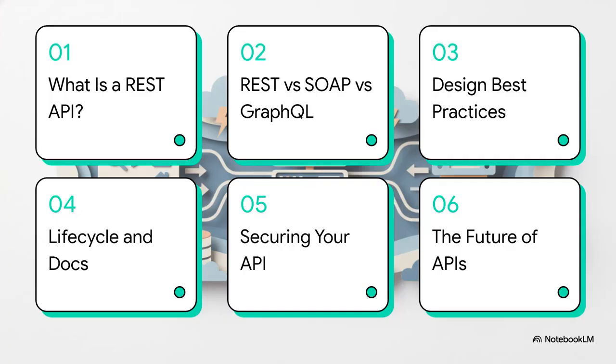Here is our roadmap for today. First, what is a REST API? Second, REST versus SOAP versus GraphQL. Third, API design best practices. Fourth, the API lifecycle and documentation. Fifth, securing your API. And finally, the future of APIs.